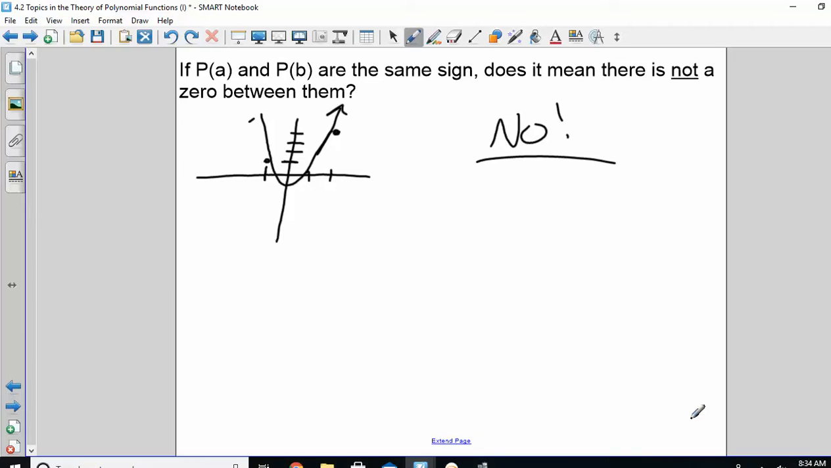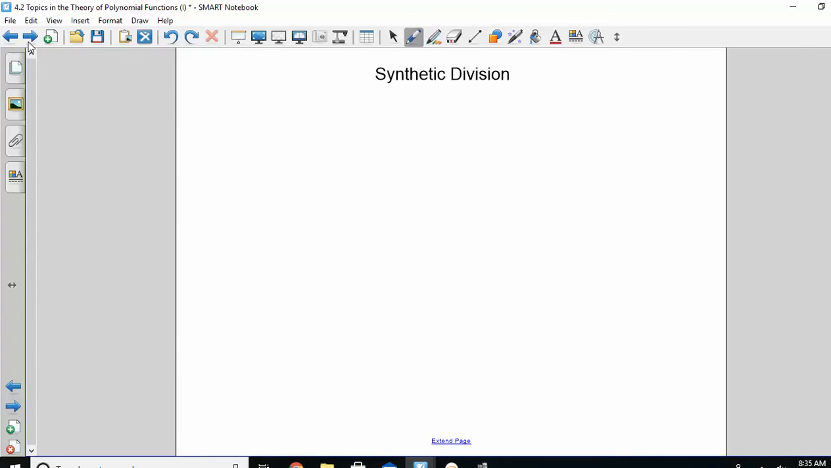The last thing I want to talk about today is synthetic division. Do you guys remember doing that? You have done it. We'll see if you remember or not. If I asked you to divide, let's say, I asked you to do this.